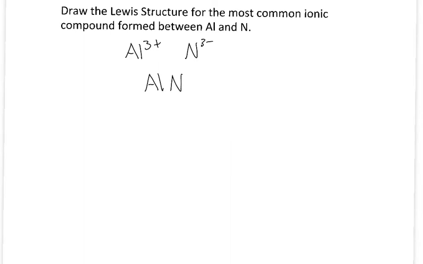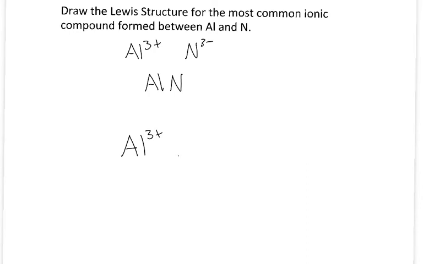Now this time I'm not going to go through the trouble of drawing the Lewis structures for the neutral atoms. I'm just going to go ahead and draw the ions right off the bat. So aluminum, we know, has 3 valence electrons. Aluminum +3 has no valence electrons. So again, the cation is just the bare ion with no valence electrons. Nitrogen neutral has 5 valence electrons. If it's -3 charge, then it's added 3, so it has 8.